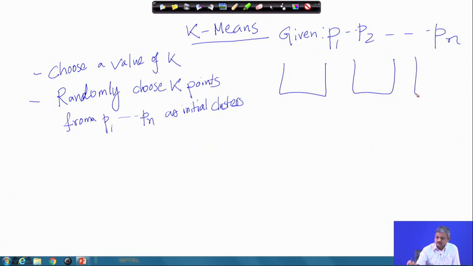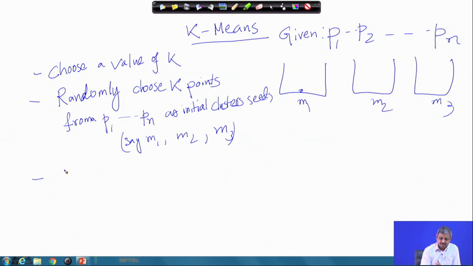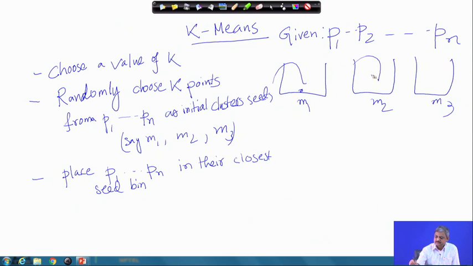Clusters. Say M1, M2, M3 are the seeds. So, place the points P1, P2, P3 in their bins, whichever of M1, M2, M3 is closest. Now, update the seeds.